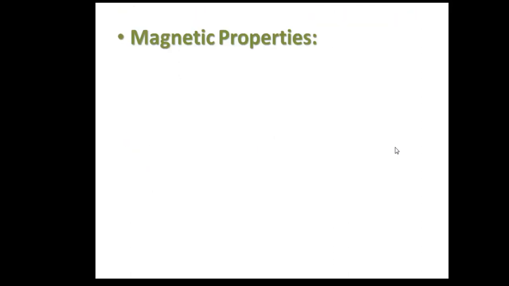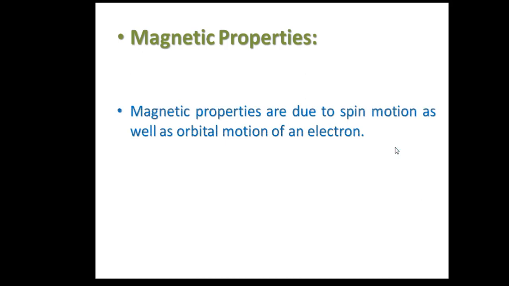Now the next is magnetic properties. As far as magnetism is concerned, students, we already discussed a number of things regarding magnetism and magnetic properties in the previous presentations. We all know what magnetism is, and the magnetic properties are basically due to the spin motion and the orbital motion of an electron. So these are the very important things.